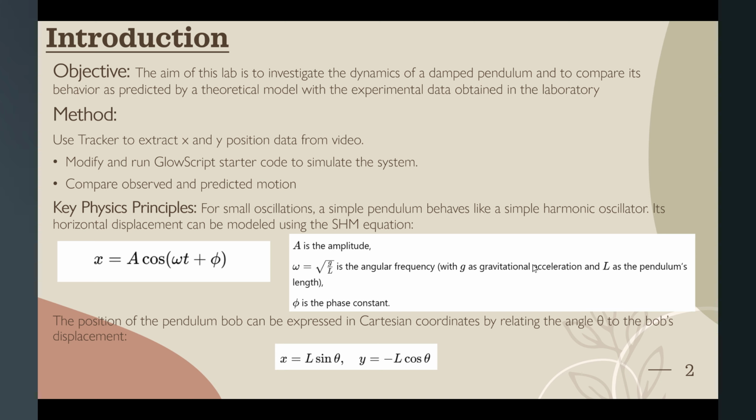The position of the pendulum bob can be expressed in Cartesian coordinates, relating the angle theta to the bob's displacement. So x is equal to L sine theta and y is equal to negative L cos theta.